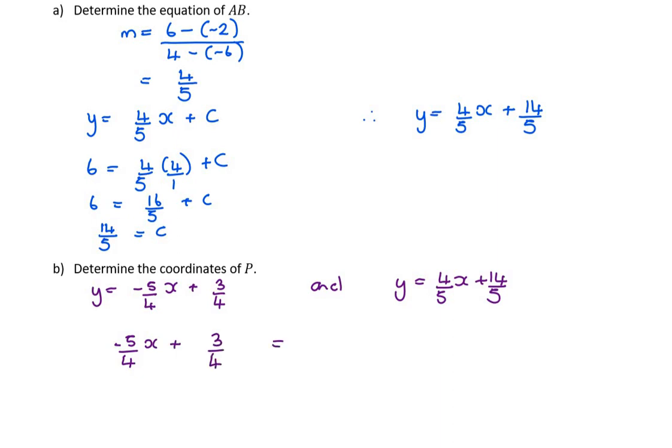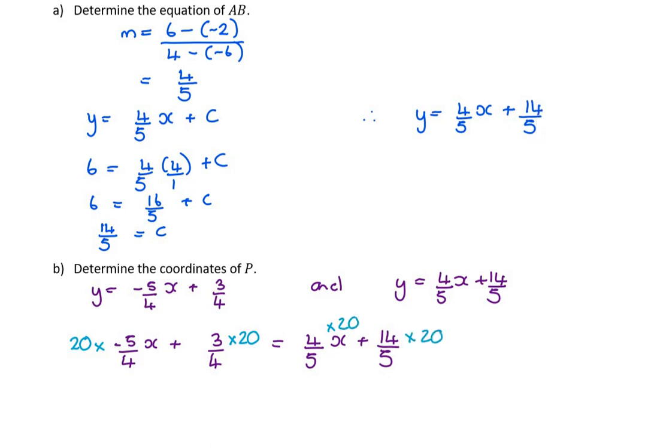So I'm going to equate these two lines. Remember, when you're finding a point of intersection, you equate the two lines together. And now it's horrible, but I'm basically going to multiply by the LCD. We haven't done fraction equations in a while, so the LCD of 4 and 5 is 20. So I'm just going to multiply everything by 20. So every term gets multiplied by 20.